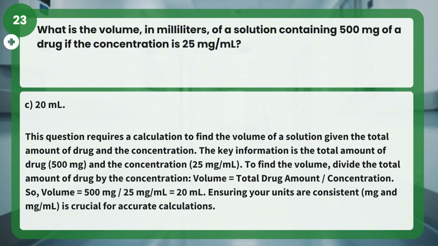Answer: C. 20 milliliters. This question requires a calculation to find the volume of a solution given the total amount of drug and the concentration. The key information is the total amount of drug, 500 milligrams, and the concentration, 25 milligrams per milliliter. To find the volume, divide the total amount of drug by the concentration. Volume equals total drug amount / concentration. So, volume equals 500 milligrams / 25 milligrams per milliliter equals 20 milliliters. Ensuring your units are consistent, mg and mg/mL, is crucial for accurate calculations.